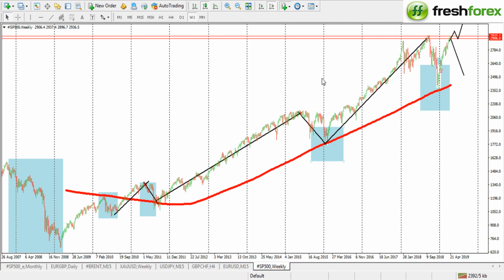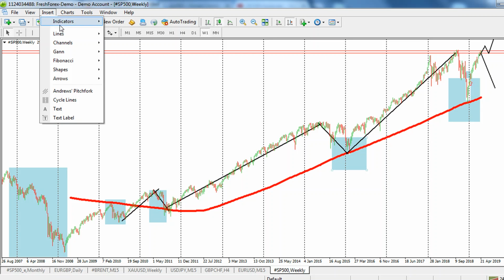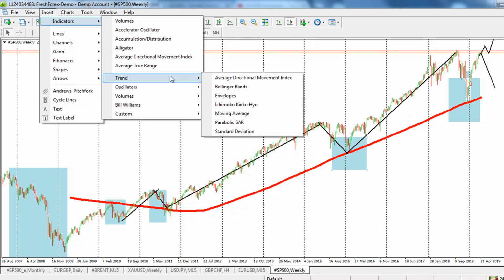It's called average directional movement index. So how to add that average directional movement index? This is how you can add it to your screen. You go to the insert option, indicators, and then there's trend indicator. This is how you add it. When you are here, the very first option you're seeing is average directional movement index.